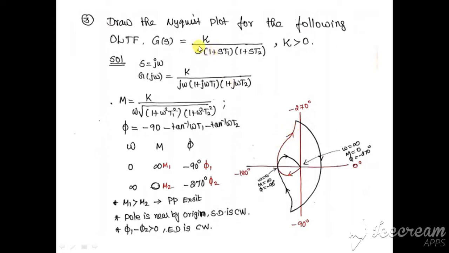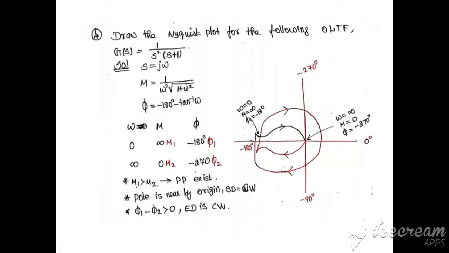So in this problem there is only one pole at the origin. So for that we need to draw one semicircle with radius infinity in the right hand side of S plane. We need to draw like this. This is the final answer for this particular problem. And fourth one, draw the Nyquist plot for the following open loop transfer function. G of s is equal to 1 divided by s squared into s plus 1.